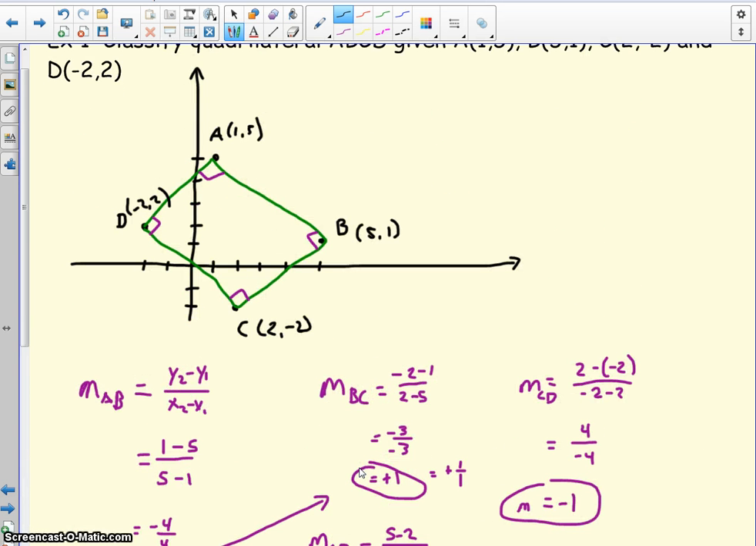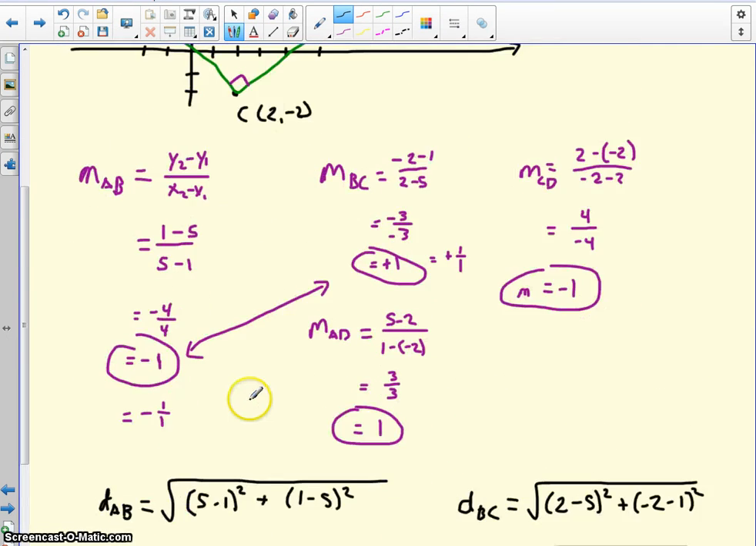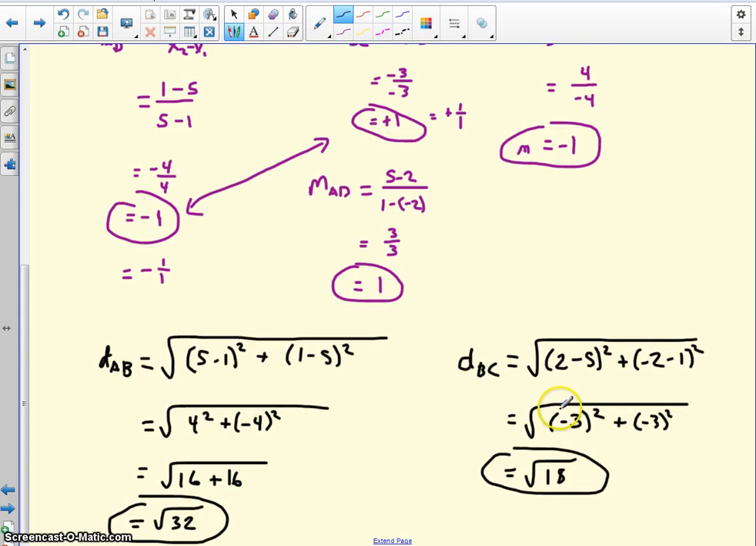And again, you might have had that idea just by looking at the graph, but now we can actually prove it using geometry. So if you want to take it a step further, you can find the lengths of CD and the lengths of AD. What you should find is that the length of CD will also be root 32. The length of AD will also be root 18.